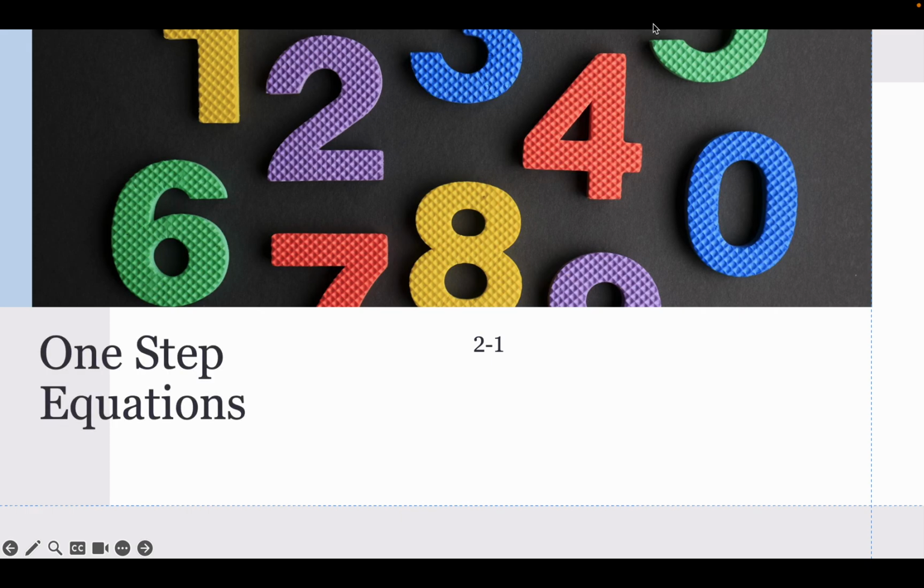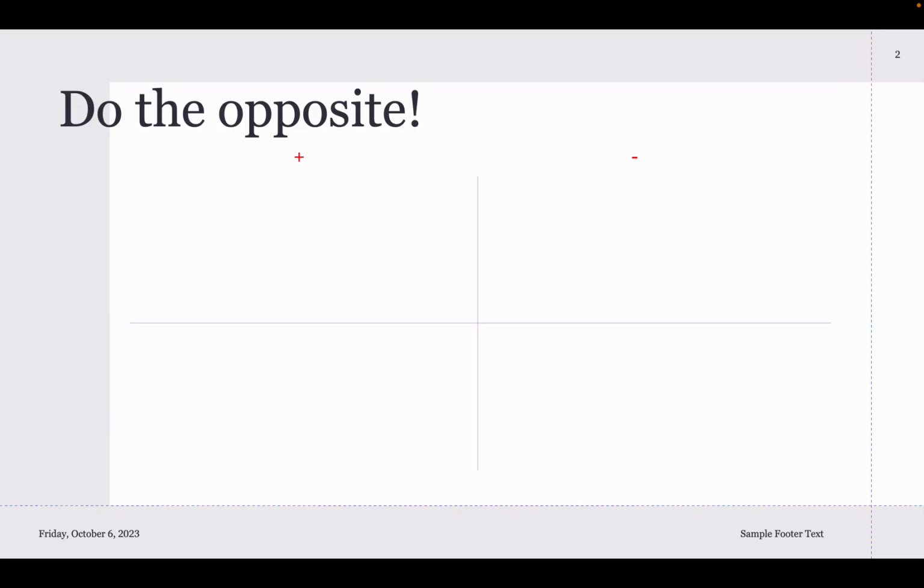Hey everybody, let's talk about one-step equations today. This is chapter 2, lesson 1. The key is to just do the opposite of what you see. So if you see a plus problem like this one, then you just have to do the opposite. The opposite of plus is minus.